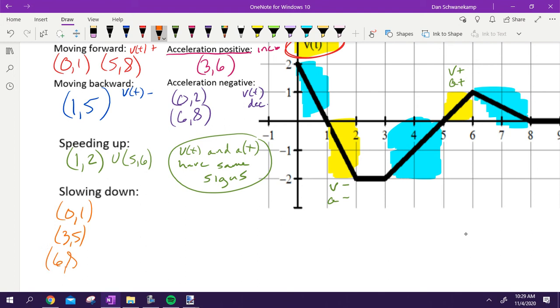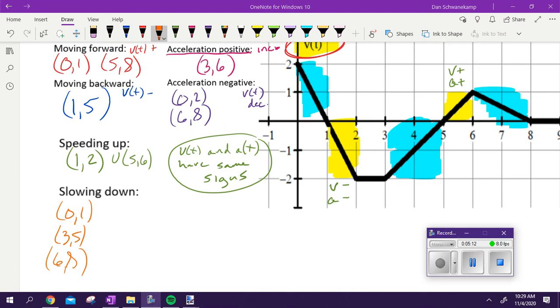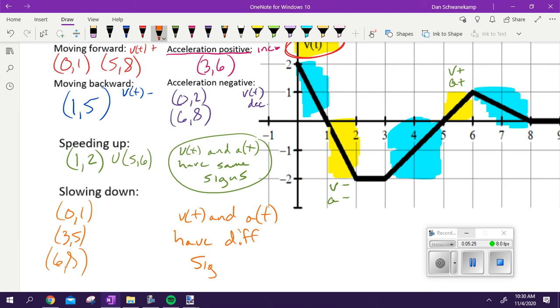Talk with your neighbor and describe what is the justification. How do I know I'm slowing down during those time intervals? Talk. I am slowing down during those time intervals. What is true about velocity and acceleration? Different signs. They have different signs. If you have different signs, you're going to be getting closer to 0.